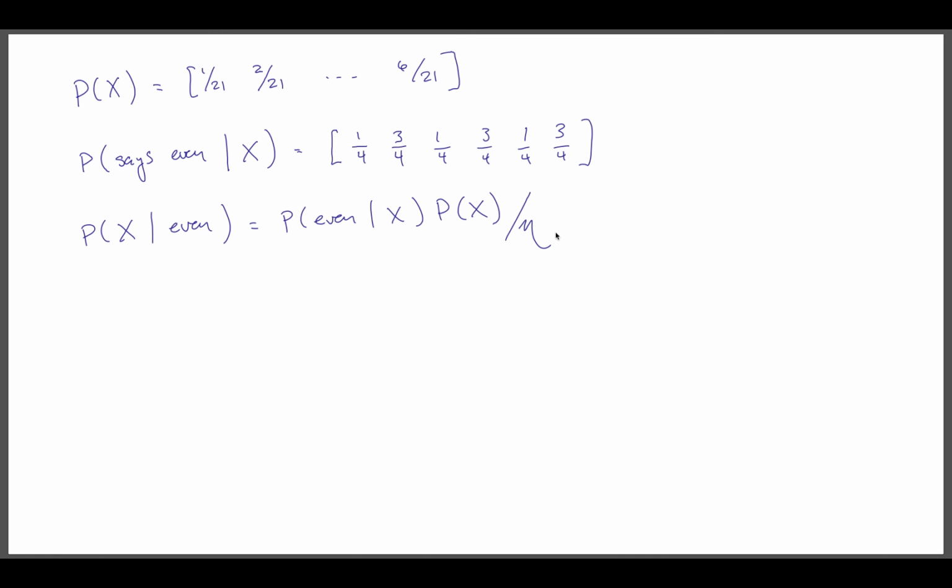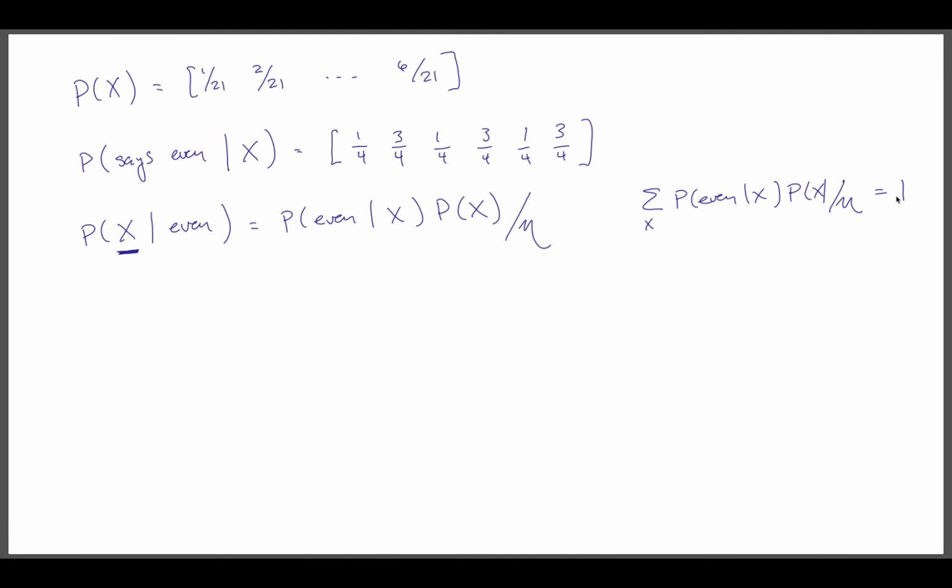And how do we get the normalizing factor? Well, we know that the conditional distribution of x is a distribution, and so over all possible values of x, it has to sum to 1, right? So we'll get eta from the fact that the sum over all values of x of P of even given x, P of x over eta has to equal 1.